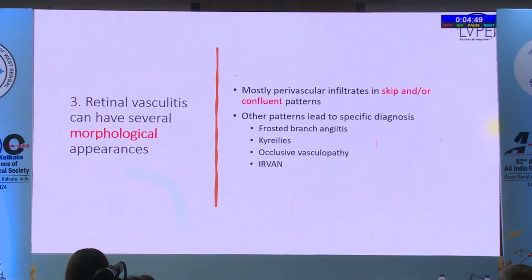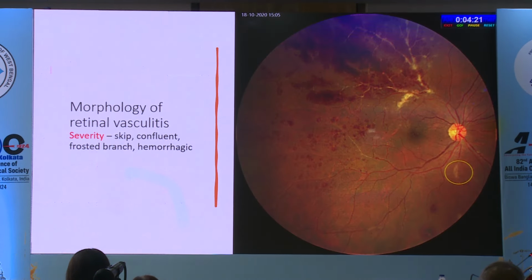Now, what are the different morphologies? See, whatever I'm discussing so far does not need any kind of lab test. This is just what you're seeing in the patient. So what are the different morphologies you can get depending on the severity of the inflammation? You can get skip vasculitis, or you can get a confluent area of vasculitis. Then there are other patterns like frosted branch angiitis. You just saw some pictures: Eales' vasculitis, occlusive vasculopathy, and IRVAN, and let's go through some of these.